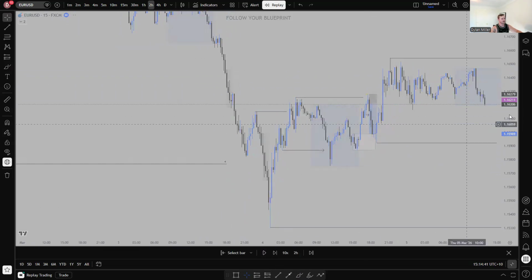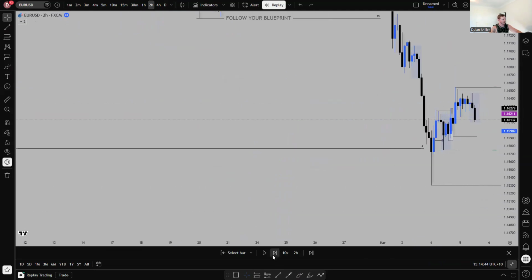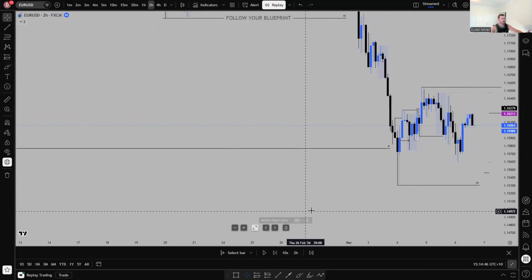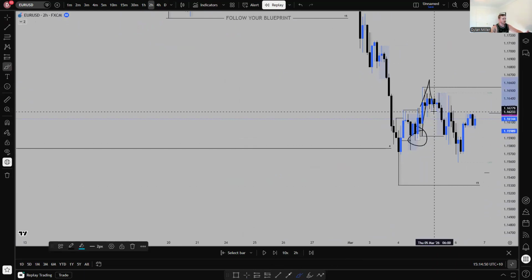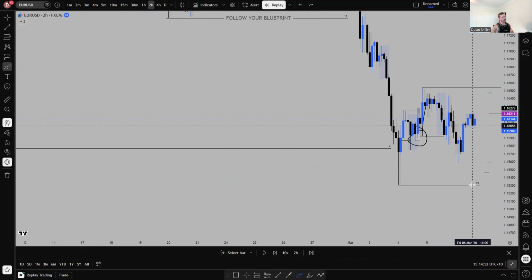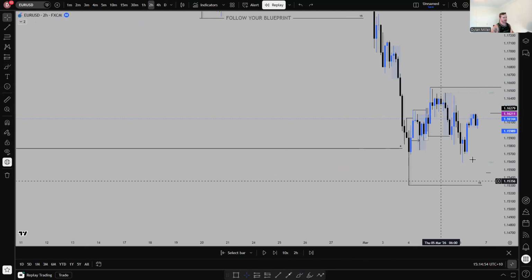Remember. Let's have a quick look. Yeah, cool. So there you go. So like I was explaining, this area here, pushing the market up to be able to bring in the buyers to then sell off. Obviously, that's what we ended up getting.